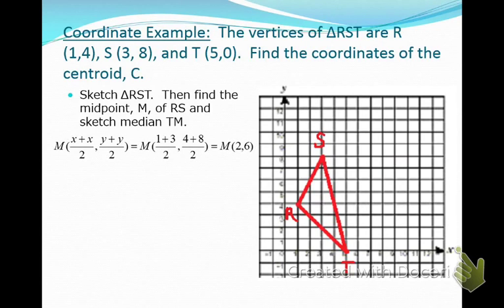So there's the work for the midpoint formula. Remember, you're averaging the x values and averaging the y values of the 2 points you're finding the midpoint of. So we take 1 plus 3 divided by 2 and 4 plus 8 divided by 2. We get the midpoint is 2, 6. Now we sketch the median from T to M, it's the blue line.